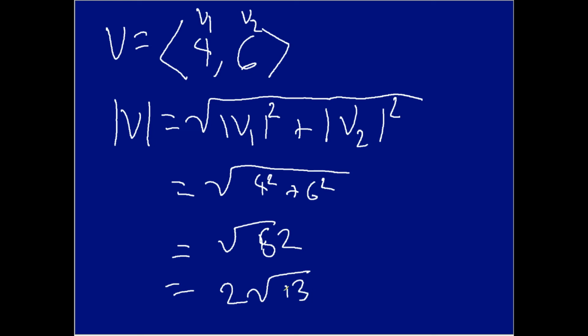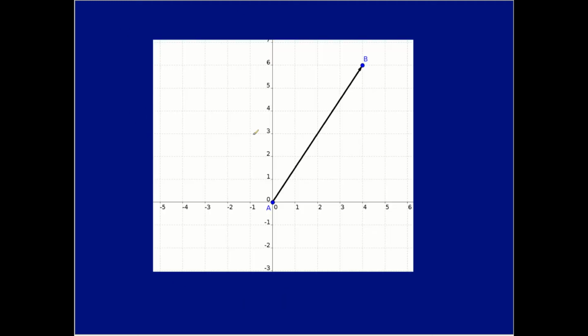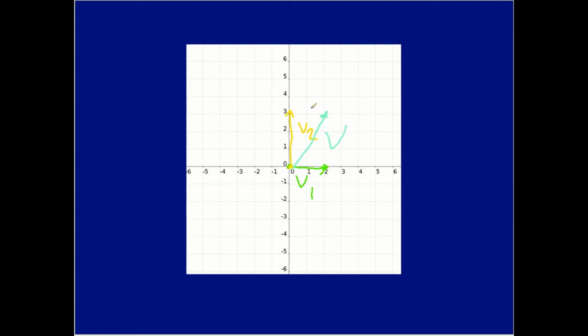Again, how to deal with radicals and things like that is something we studied in prior videos. So this is the length of the line, if you will. If I had to show you a picture, this is our vector right here. This length right here is going to be 2 times the square root of 13. That's what we have there.